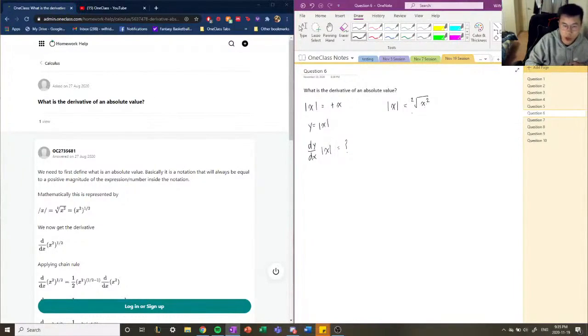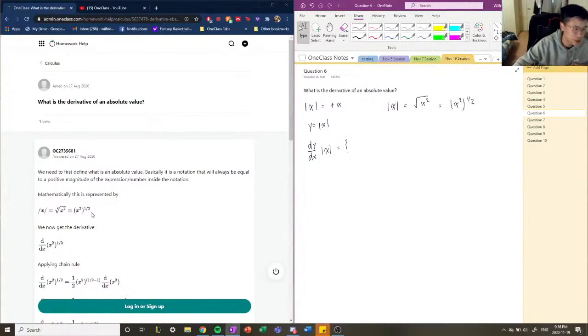Regardless of whether it's negative or positive, the square will make it positive, and then the square root undoes the square. Sorry about that, I got confused. So the square is to remove the negative value, and the square root is to undo the square. Another way to write it is x squared to the power of 1 over 2.